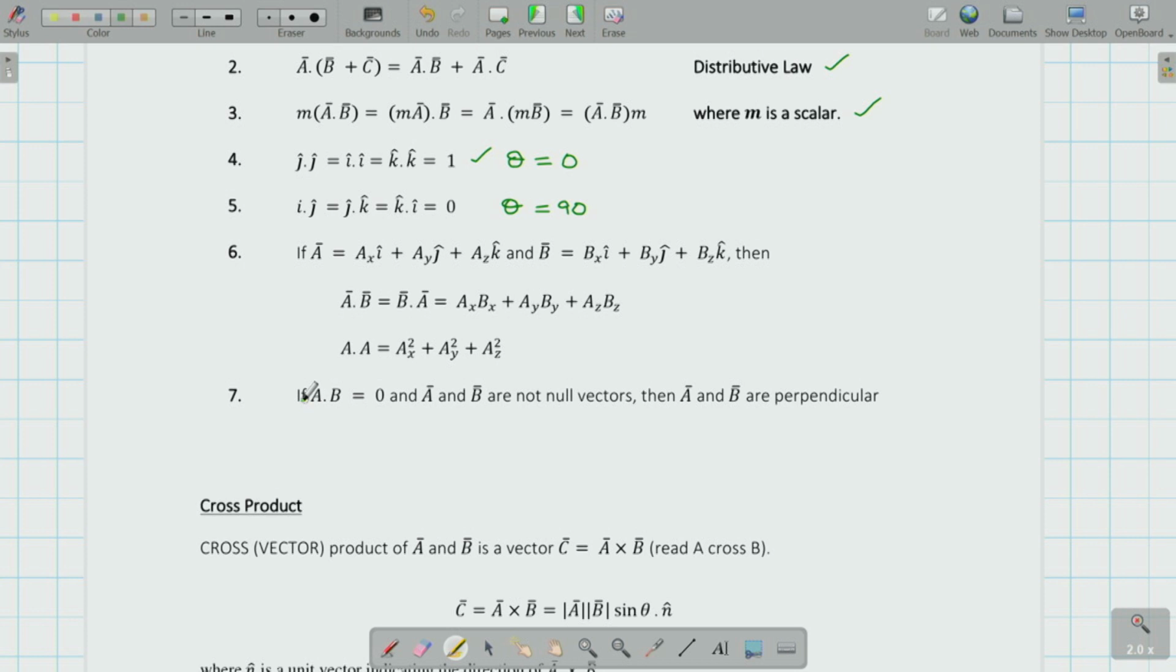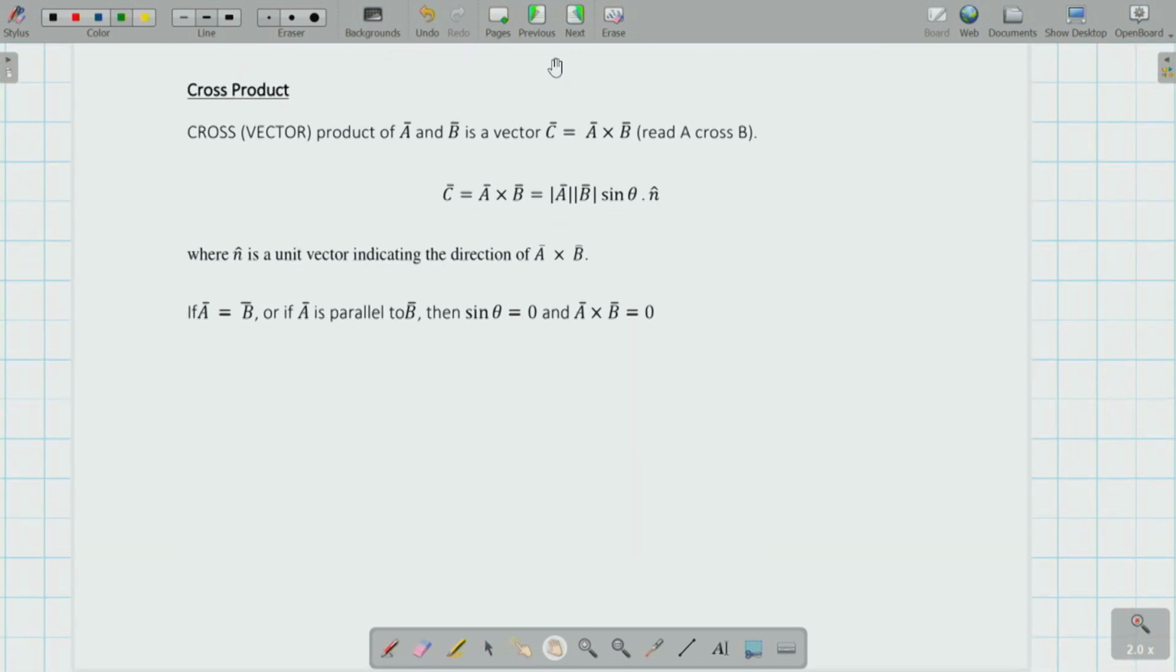This is an important condition which we use for solving problems. If A dot B is equal to 0 and A and B are not equal to 0, then A and B are perpendicular. This is a very important rule which we use for determining the orientation of two vectors.